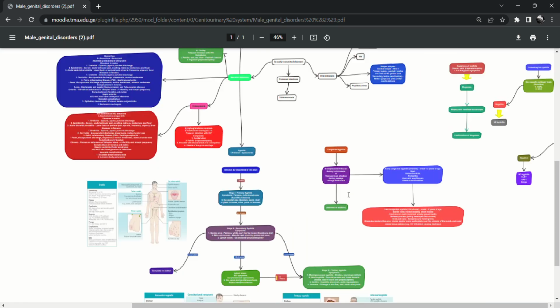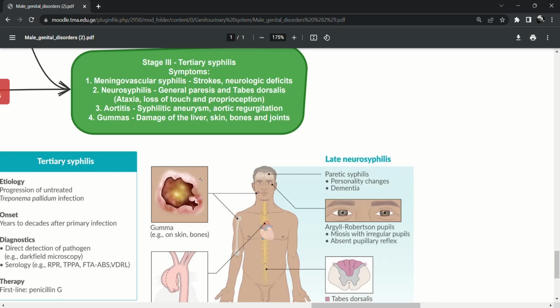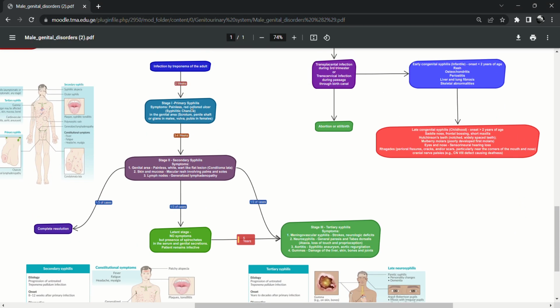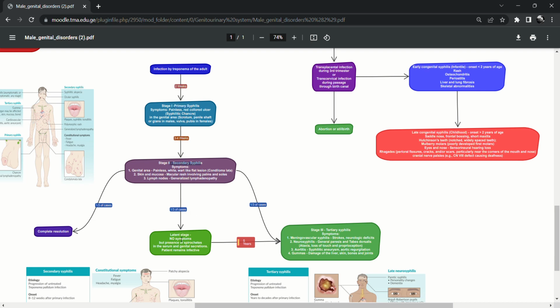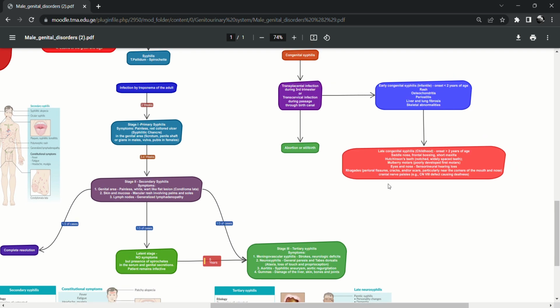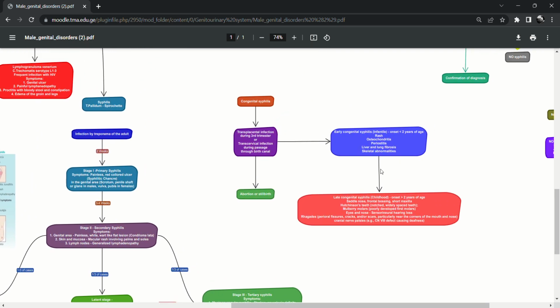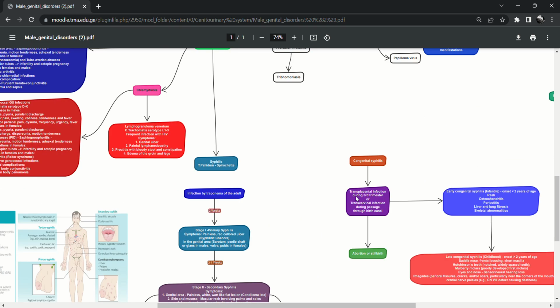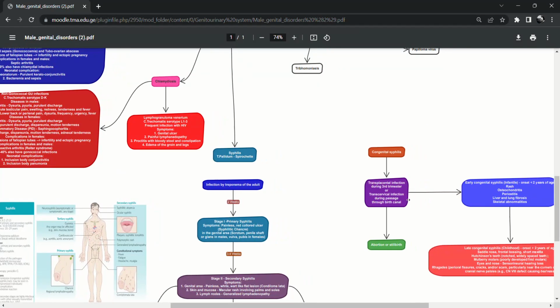Okay, so the good thing is that syphilis can be treated in any form, in case of the primary, secondary, and latent, and in case of the tertiary syphilis as well. And luckily, the infection is highly susceptible to penicillins.